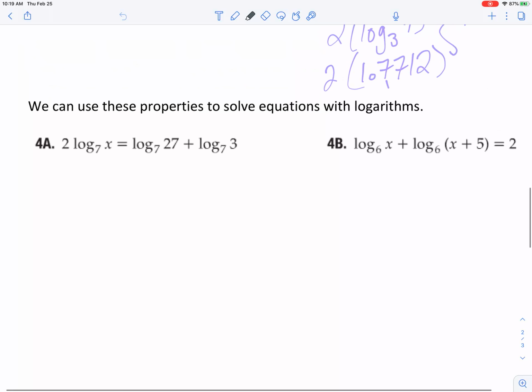I can recognize that that can be combined into multiplication. So log base 7 of 27 times 3. And again, this works as long as they have the same base, which they do. And then I remember this cool rule that says that if I had an exponent, I can bring it out. So I'm just going to put it back up.